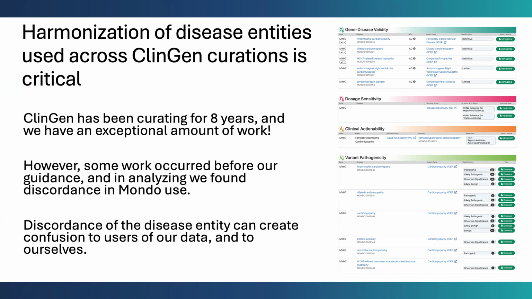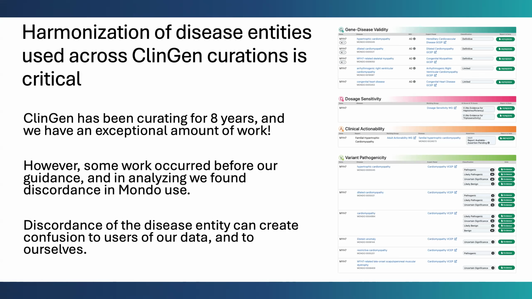This is really important, especially for genes like the ACMG secondary findings, because we want to make sure that we are associating those findings and those clinically actionable efforts with the right gene disease relationship, especially since many of those genes, like MYH7, may be associated with more than one. And so discordance of these disease entities can create that confusion.